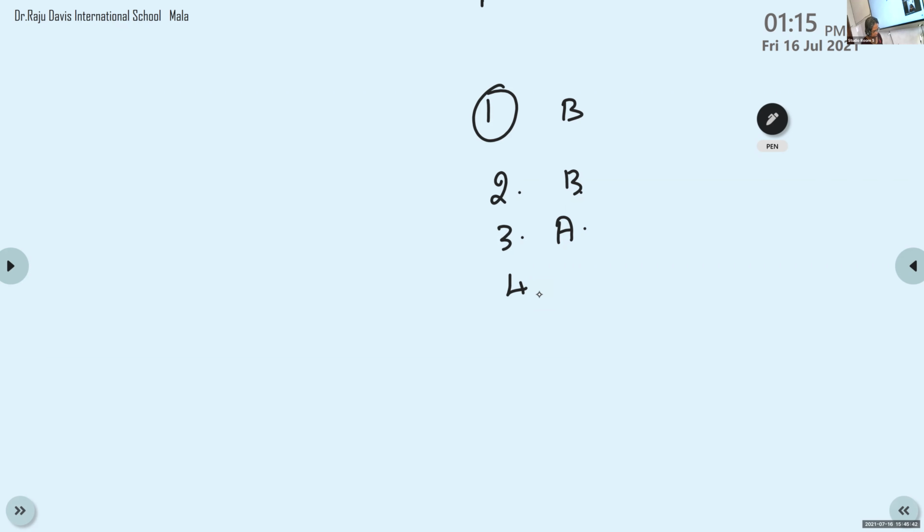Fourth one. The anti-clockwise 1/4 turn in the given shape is option C. Yes, option C, anti-clockwise, this side. No, option C, anti-clockwise, not clockwise. Oh, anti-clockwise. Yes, option B. Option B is the correct answer.